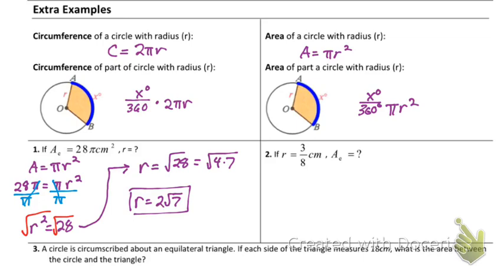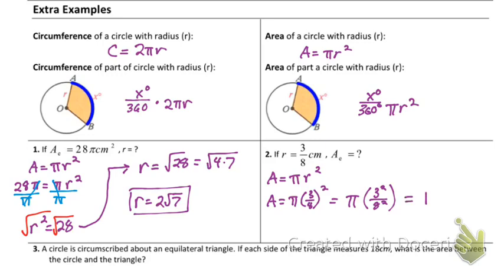Our next one says, if r equals 3/8 centimeters, find the area of the circle. Once again, our formula for area is pi r squared. So in this case, our area is going to equal pi times 3/8 squared. And the reason why I put this down is because people get messed up with fractions and squaring them. When you square a fraction, you are squaring your numerator and your denominator. You're doing 3/8 times 3/8, which is going to be the same thing as going 3 squared over 8 squared.